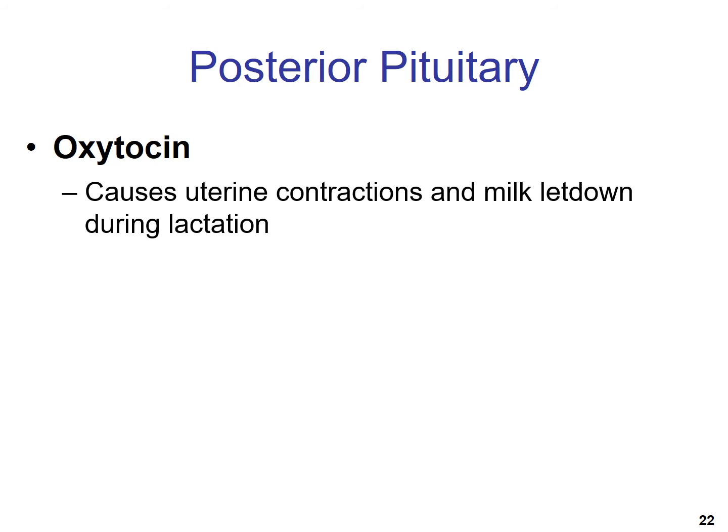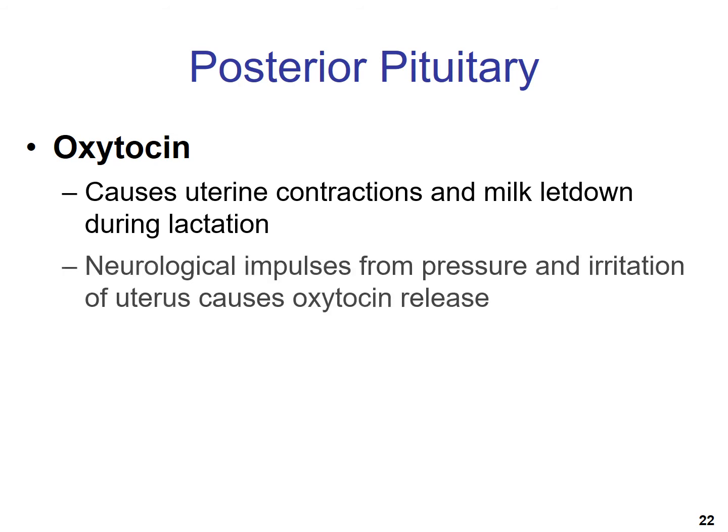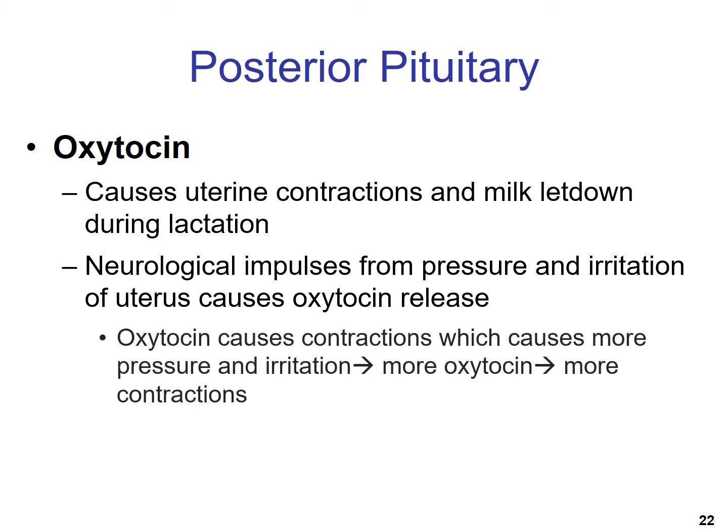Oxytocin causes uterine contractions and milk letdown during lactation, and we talked about that briefly. So basically, when there's some sort of pressure or irritation on the uterus during childbirth, this causes oxytocin release. And oxytocin causes contraction, which causes more pressure and irritation, which causes the production of more oxytocin, which causes faster and harder contractions.